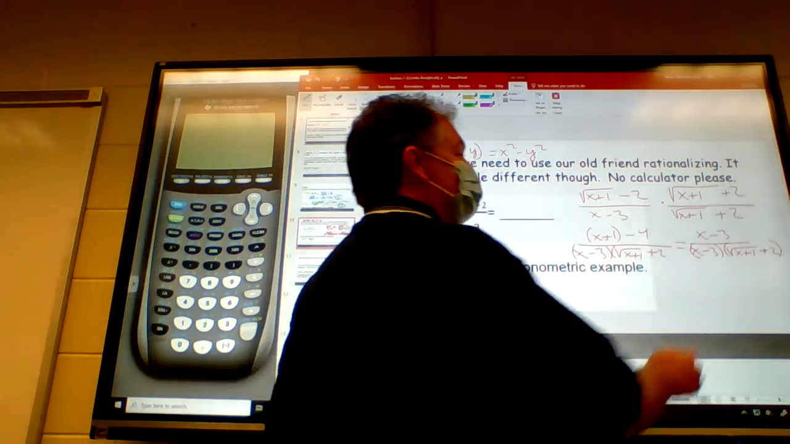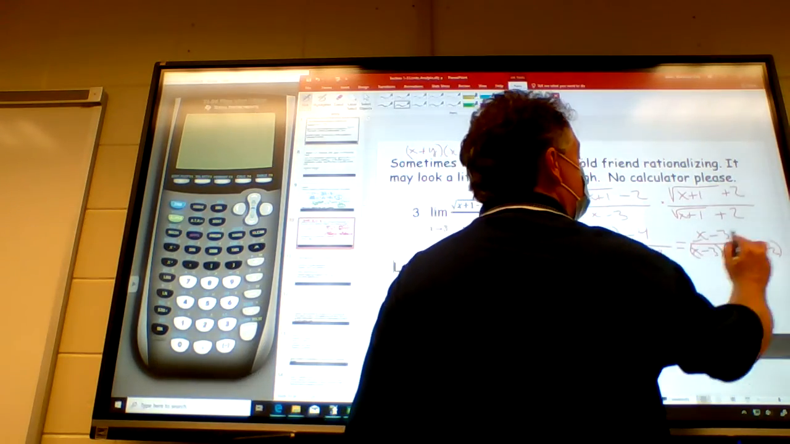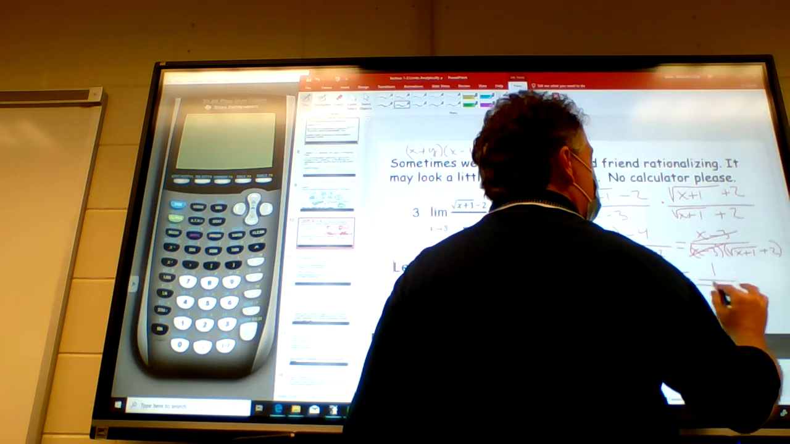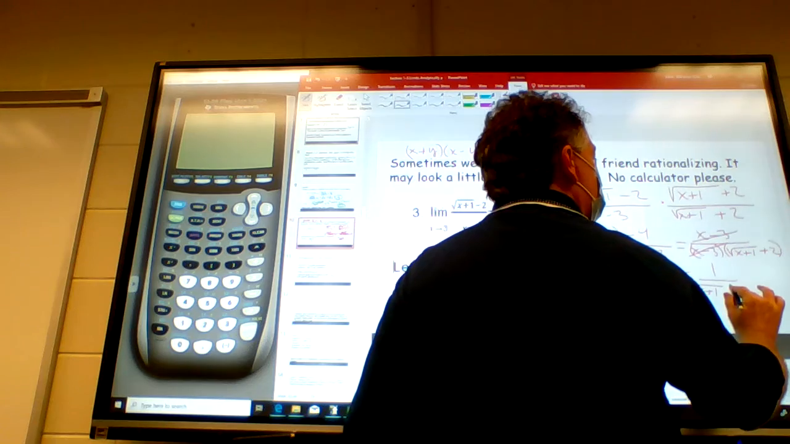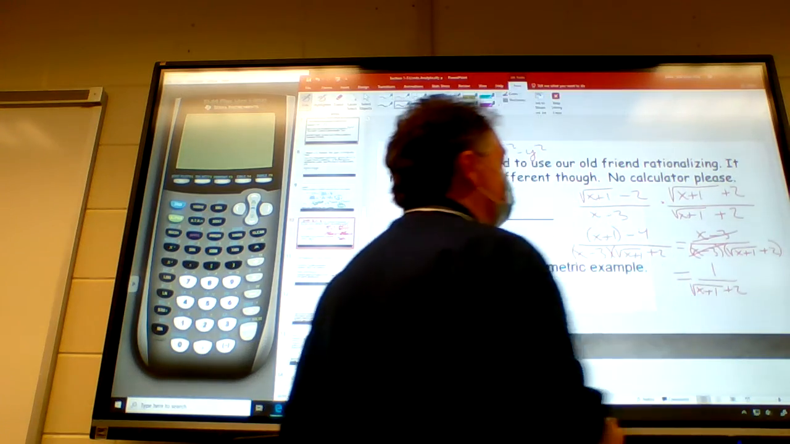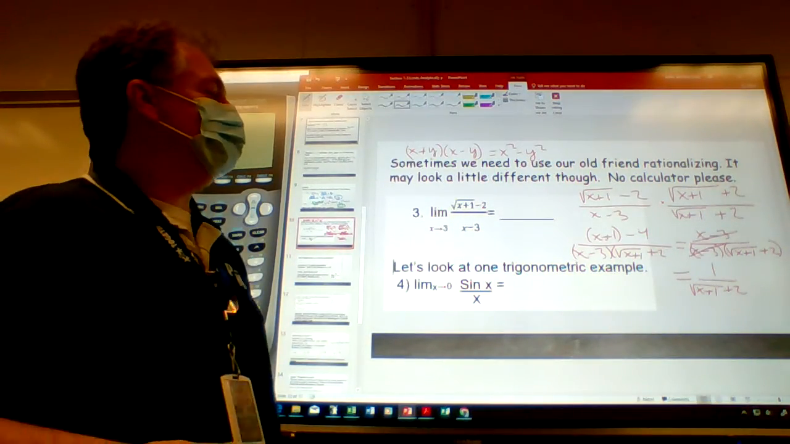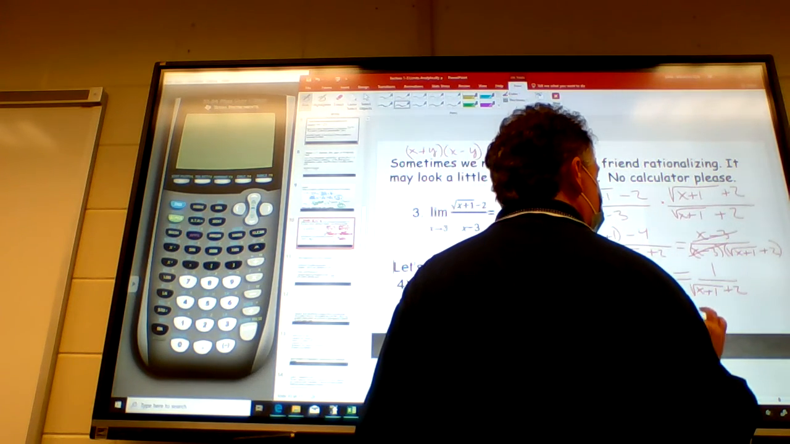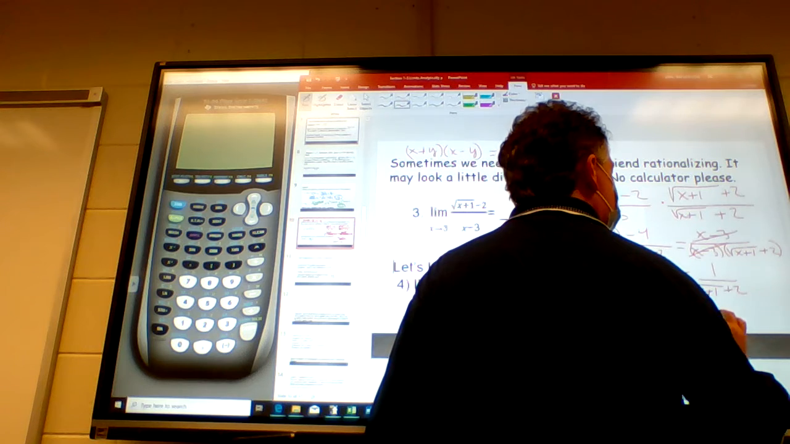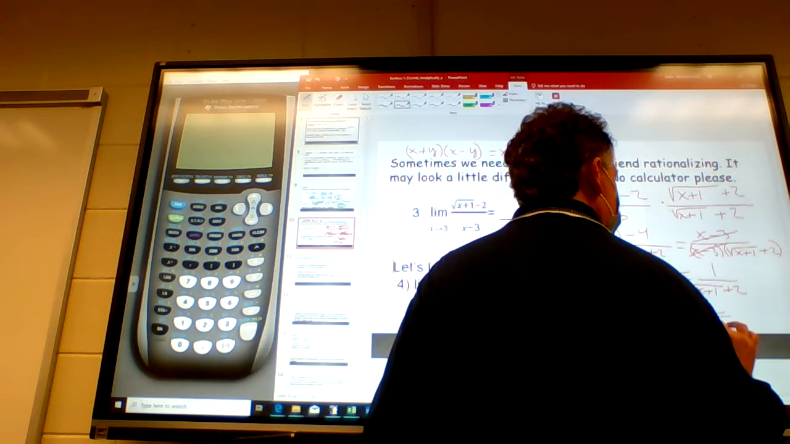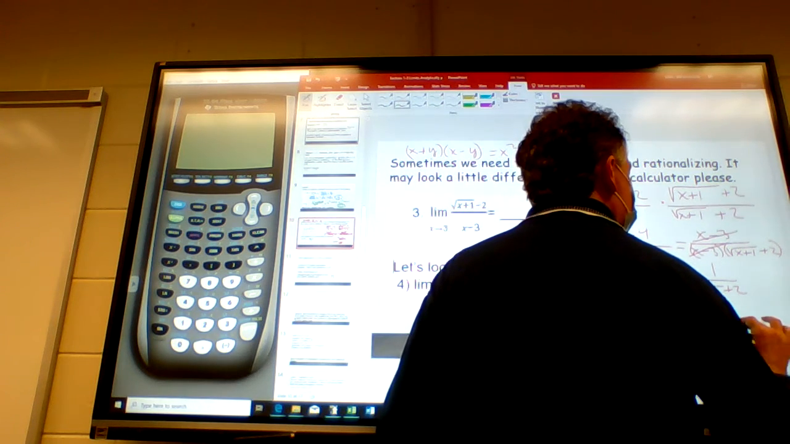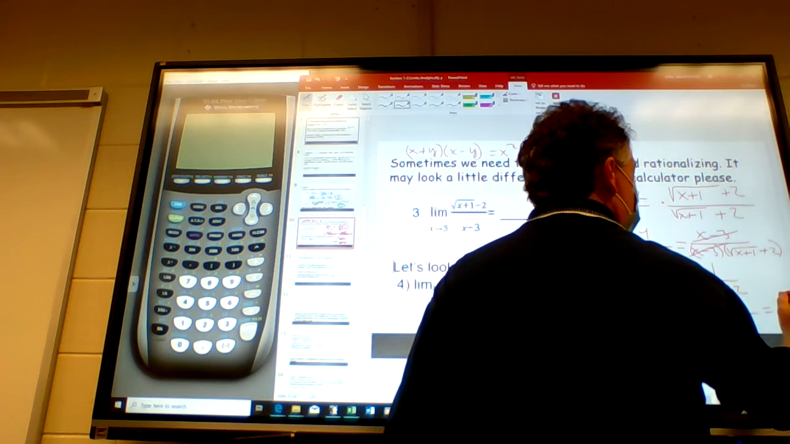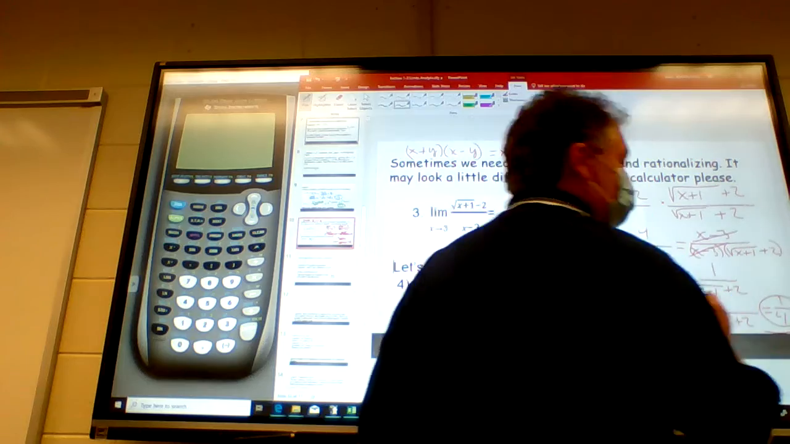All right. Now the question is, what happens with these x minus 3's? They cancel. And I'm left with 1 over the square root of x plus 1 plus 2. And then for now, I just plug in 3. So the limit is equal to 1 over the square root of 3 plus 1 plus 2. And then that's just going to be 1/4.